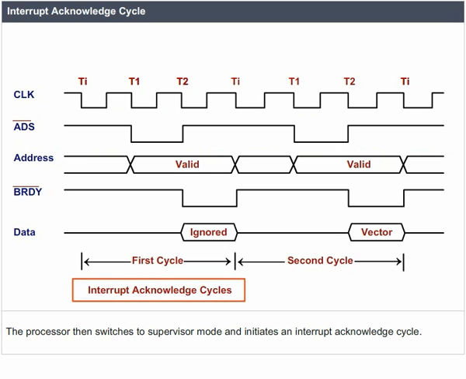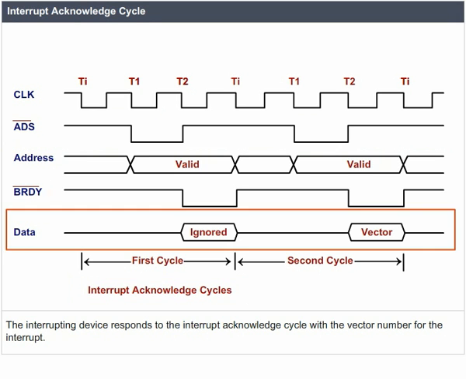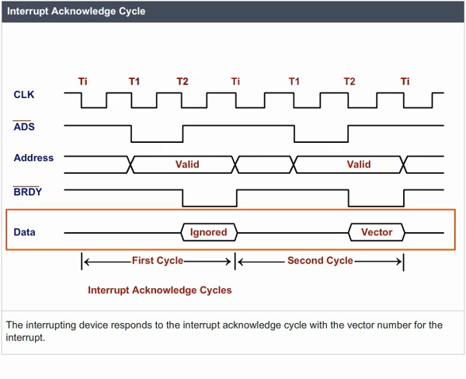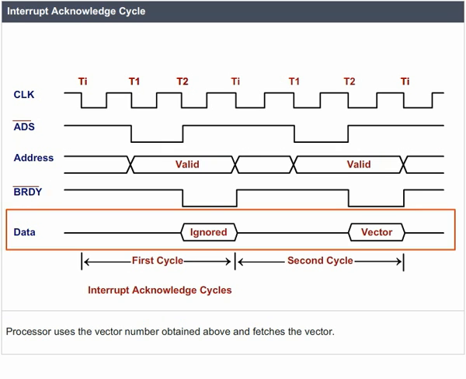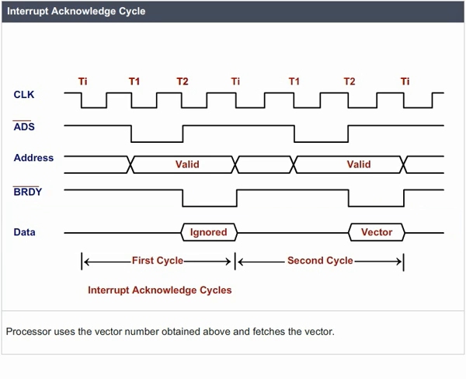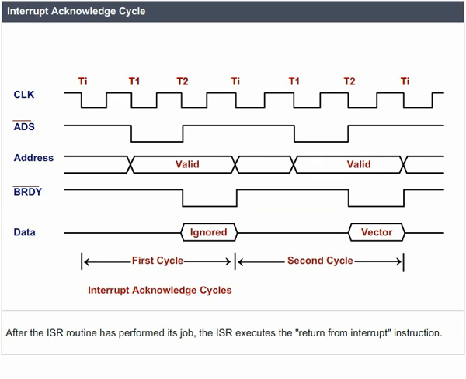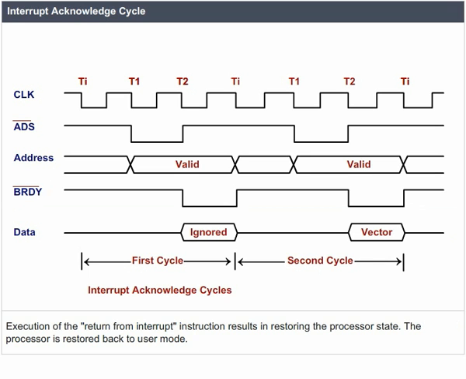The interrupting device responds to the interrupt acknowledge cycle with the vector number for the interrupt. The processor uses the vector number obtained above and fetches the vector. The address found at the vector is the address of the interrupt service routine, ISR, for the interrupting device. After the ISR routine has performed its job, the ISR executes the return from interrupt instruction. Execution of the return from interrupt instruction results in restoring the processor state. The processor is restored back to user mode.